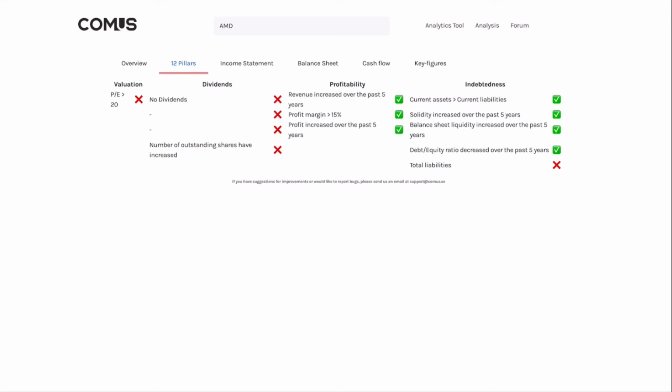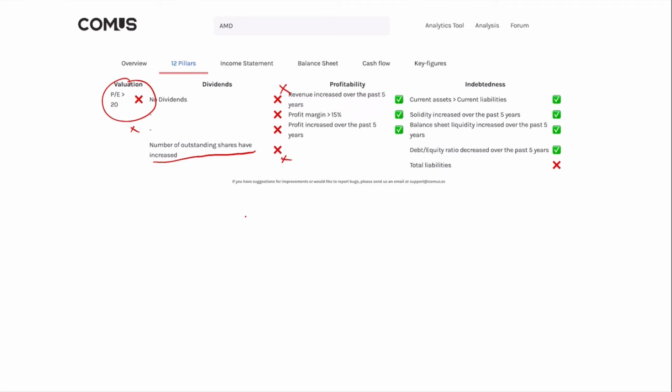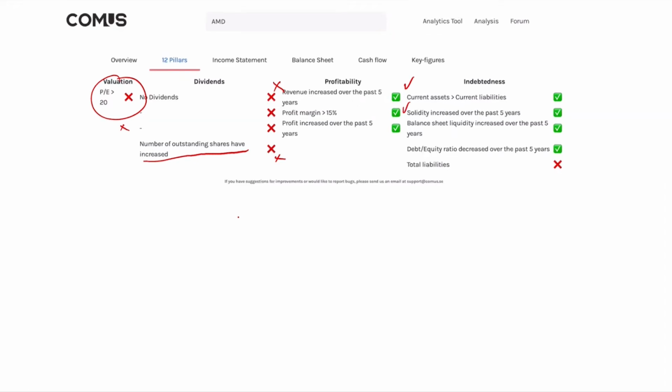If you want to dig through the numbers, you can dig through the numbers or have the software do the heavy lifting for you. So if you go down to the screen again, we can see here that the P/E ratio is above 20, which is negative. They don't pay out any dividend, which is negative. And also the number of outstanding shares have increased, that is negative. Revenue have increased over the past 5 years, positive. Profit margin above 15%, positive. Profit increased over the past 5 years, positive.